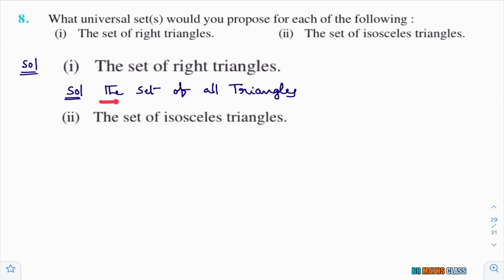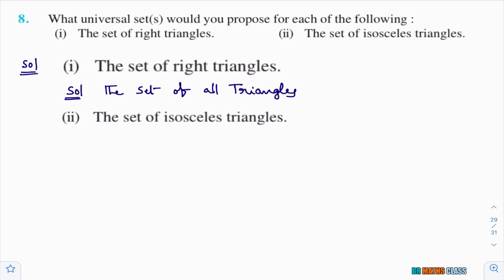This is the set of all triangles. All triangles means, is the equilateral triangle there in this set? Yes. Scalene triangle is there in this set? Yes. Isosceles triangle is there in this set? Yes. Isosceles right angle triangle is there in this? Yes. This set contains all triangles.